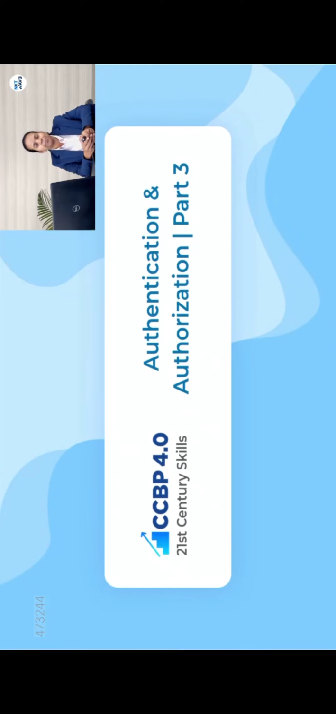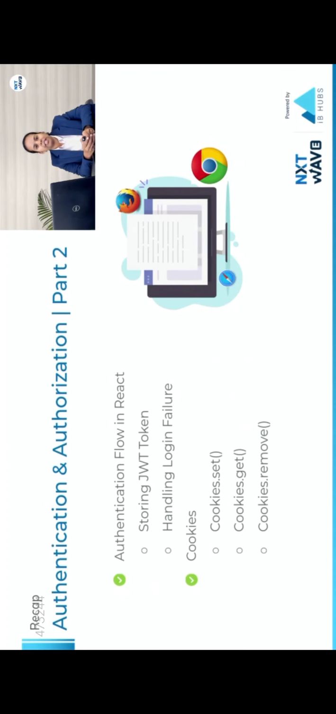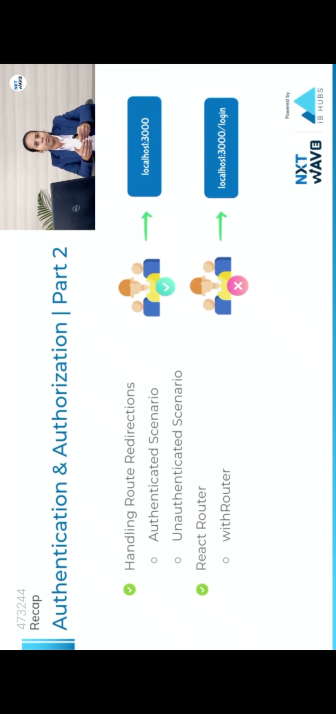Authentication and authorization. Firstly, let's recap. In the previous session, we have seen the authentication flow in React, where we understood how to store the JWT token and also handle the login form. We also have seen how to handle route redirections.